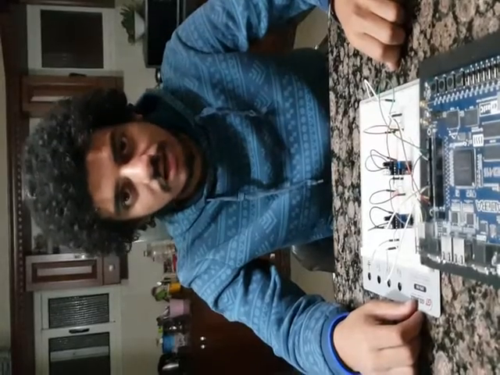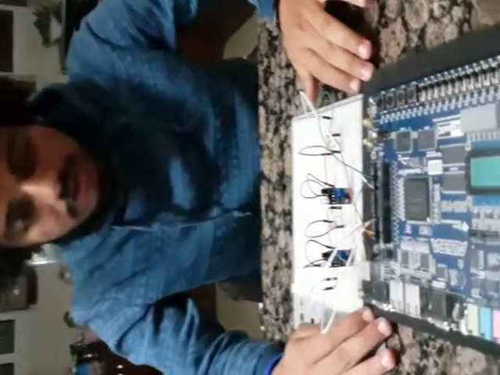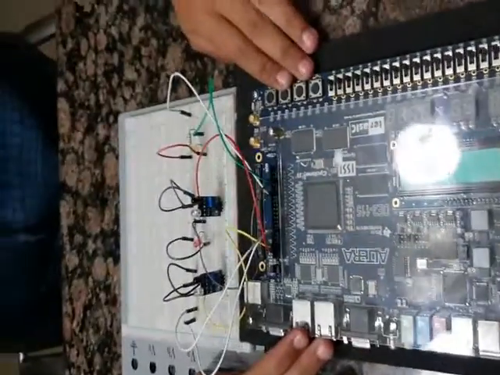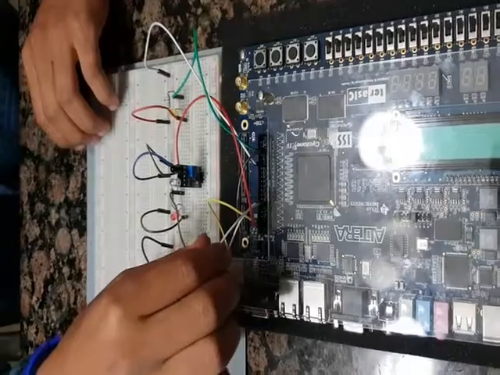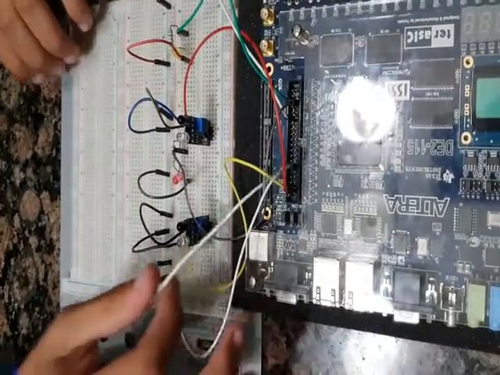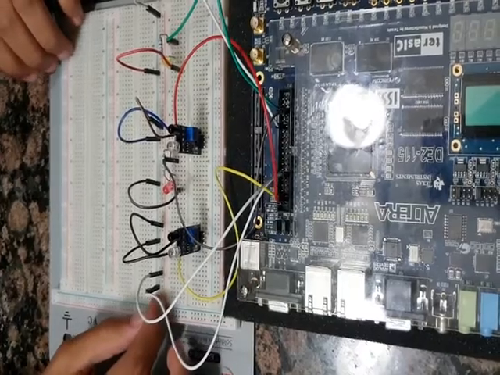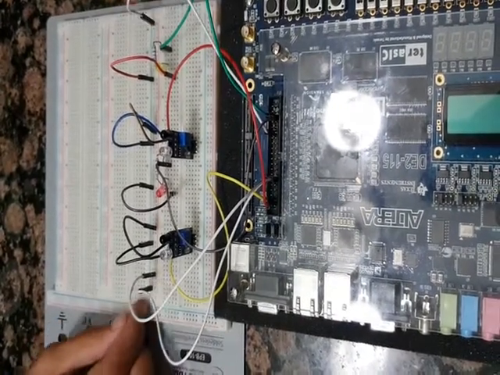I am Morcos Adly, and I am going to explain the hardware part of the project. First, this is the FPGA Altera board, and this is a breadboard. At first, I take a 5 volt supply from the Altera board to the positive node, and a common ground from the Altera board also to the negative node.